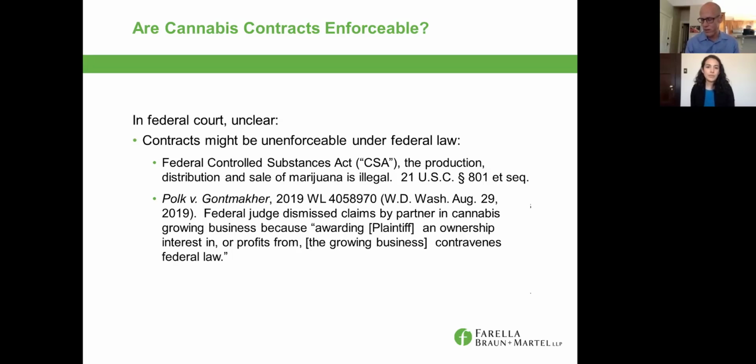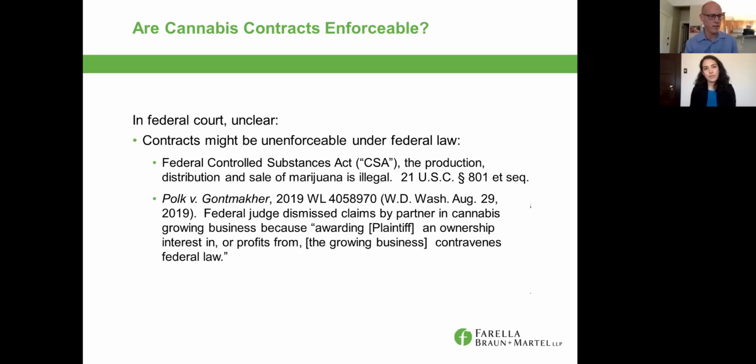As you may know, there is a federal statute called the Federal Controlled Substances Act, which prohibits the production, distribution, and sale of marijuana. And last August, in federal court in the state of Washington, a federal judge dismissed claims by a partner in a cannabis growing business because of the Federal Controlled Substances Act. That was a case where the plaintiff had been promised a 30% ownership interest in this business. He had helped build the business.